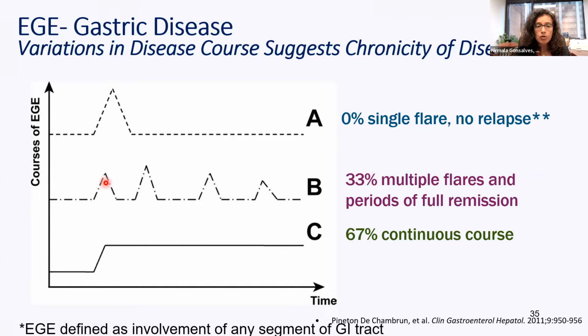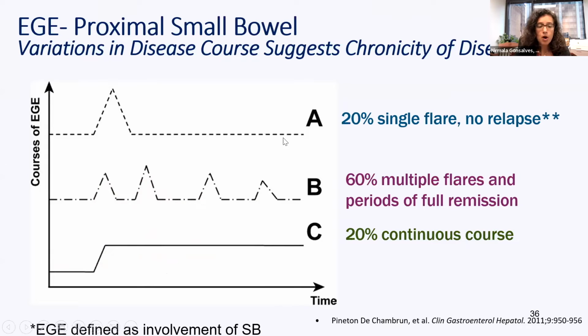So what you can see here in patients with gastric involvement only, 33% had multiple flares followed by periods of full remission, and 67% had a continuous course in terms of their symptoms, really suggesting chronicity. When they looked at the proximal small bowel, they found similar things. 20% had just one single flare, but 80% had either multiple flares followed by full remission or a continuous course of the disease, really highlighting the chronicity of these disorders.